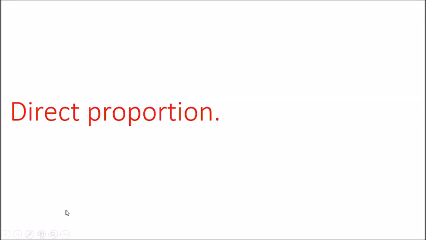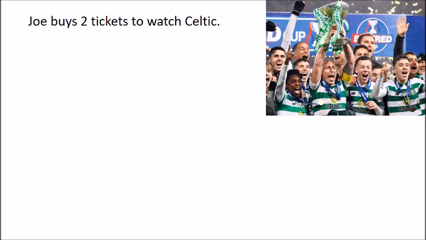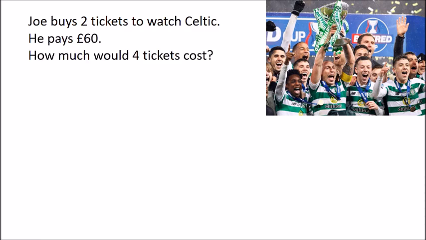Today we're going to be learning what direct proportion is and how we can use this information to make our calculations. So let me give you an example. Let's say Joe buys 2 tickets to watch Celtic. He pays £60 for these 2 tickets. My question is, how much would 4 tickets cost? Pause the video if you need to and unpause the video when you're ready.